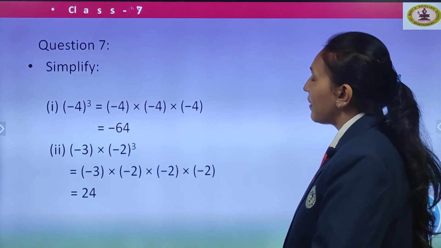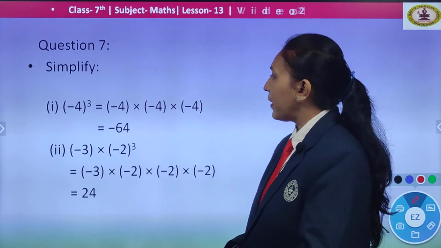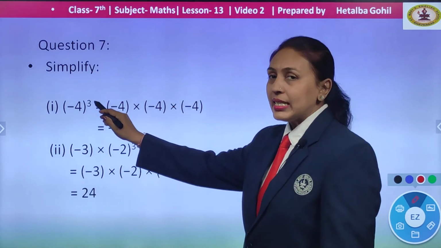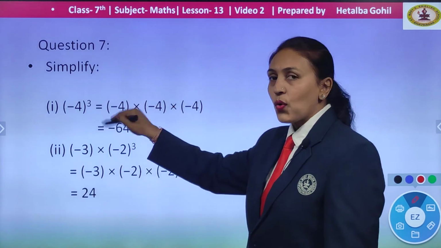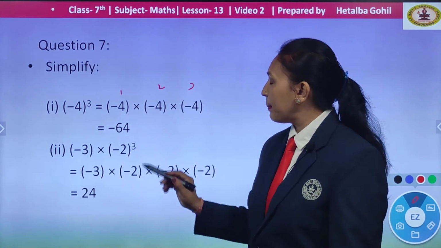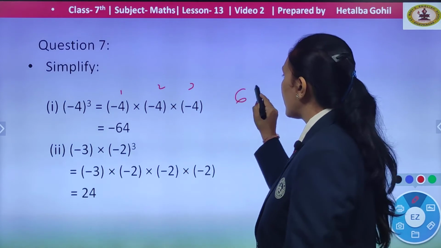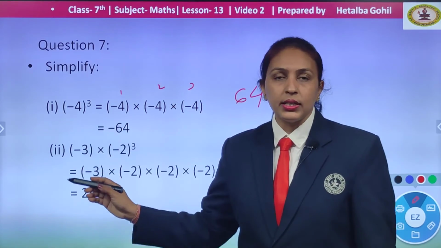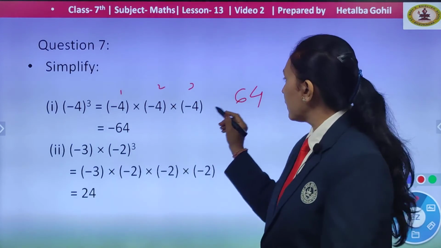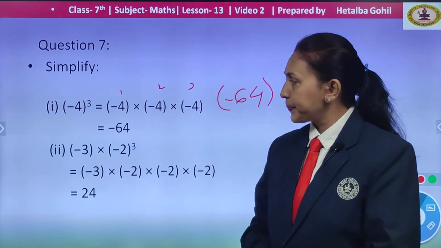Question number 7, simplify. Here also we have to simplify and get the value. Minus 4 multiplied 3 times, because the power here is 3, minus 4 raised to 3. So 1, 2 and 3 times when we multiply 4 into 4 into 4 we get 64. As we have learned the rules of integers, with 3 negative signs, when we multiply, the product will be negative only. So minus 64 is our answer.